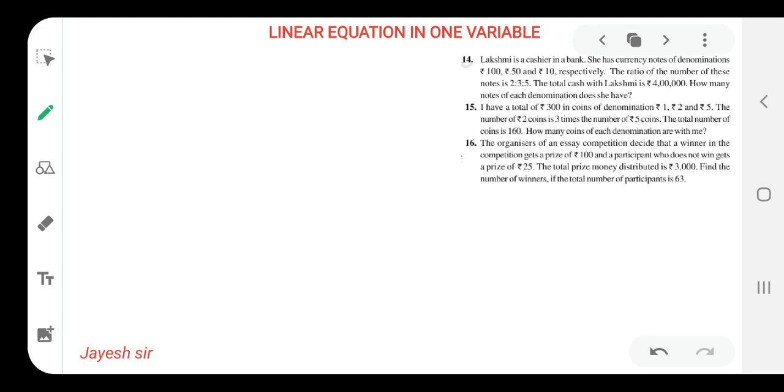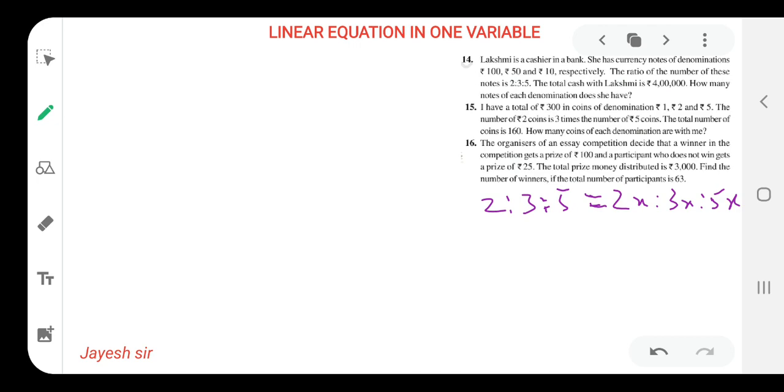So let's begin with the next sum for the day. That means sum 14. Lakshmi is a cashier in a bank. Who is the cashier? Lakshmi. She has currency notes of denomination 100 rupees, 50 rupees and 10 rupees respectively. The ratio of the number, first after seeing the ratio, what will we do? We'll convert it. Ratio 2, 3, 5 should be converted to 2x, 3x, 5x. Without thinking anything, we have to first convert that.